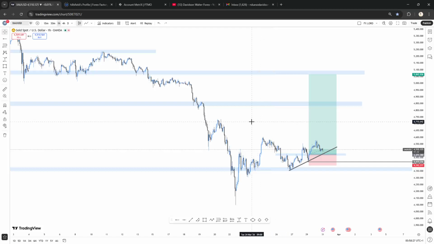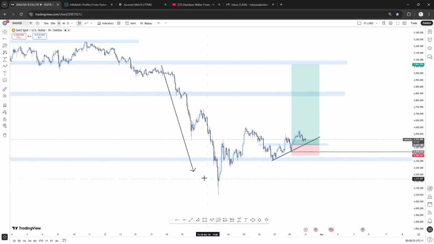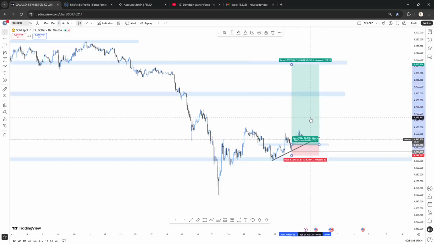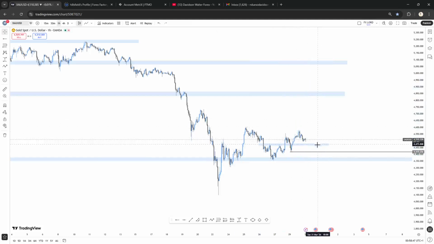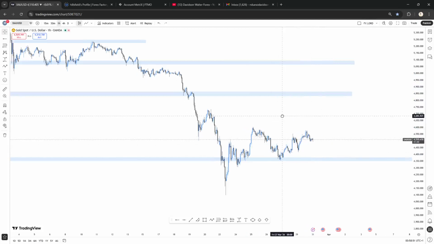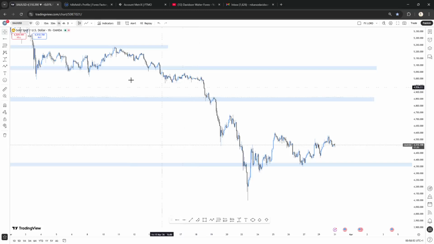Looking at gold, XAUSD has been falling for a while. You can tell from this level down here that gold has been falling. But right now, we have something else going on. To understand what is going on here, I'm going to take these off for now. Okay, the chart is clear right now. Let's go to the daily time frame.